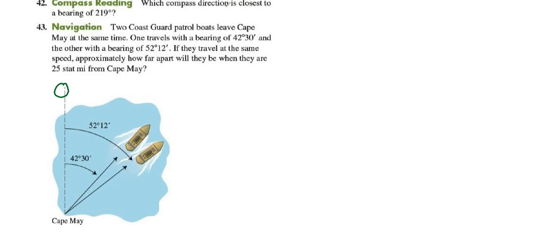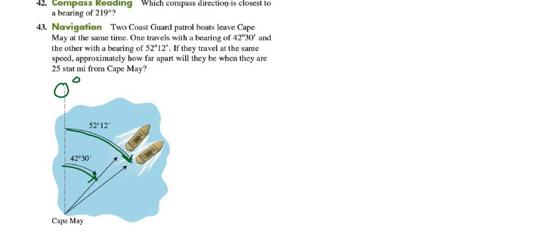0 degrees, once again, that's due north. 2 Coast Guard patrol boats leave Cape May at the same time. One travels with a bearing of 42 degrees, 30 minutes. That would be the first one. So they measured that arc, and that's where that boat headed out. The other one was 52 degrees, 12 minutes. So that would be the second arc.